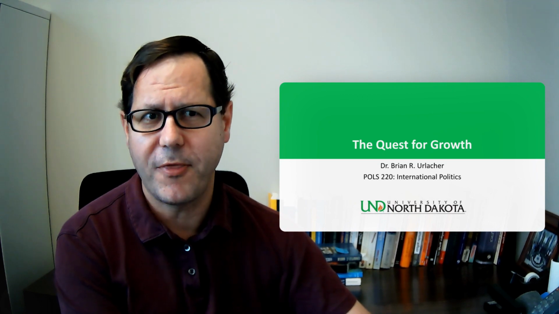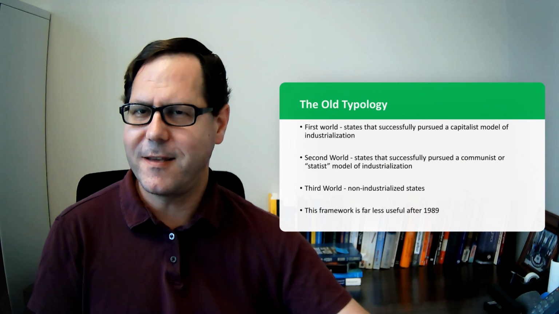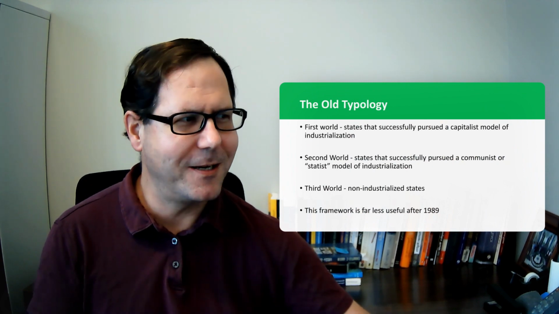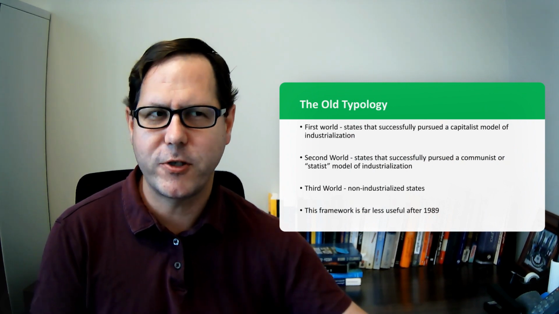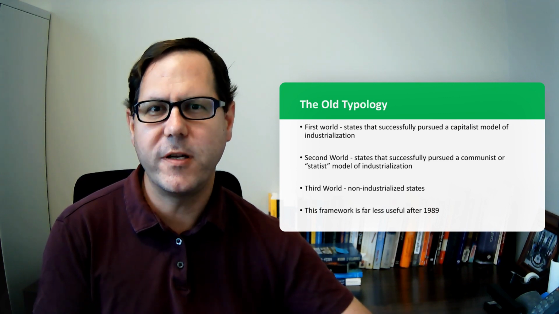But I want to start with laying out some concepts and some vocabulary, and then talking in a big picture about how we think states go about achieving growth, or how we might think about that question of economic growth. This is not a new question. It's an age-old question. It's the animating question for Adam Smith's book, The Wealth of Nations.